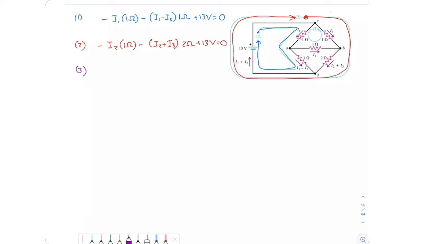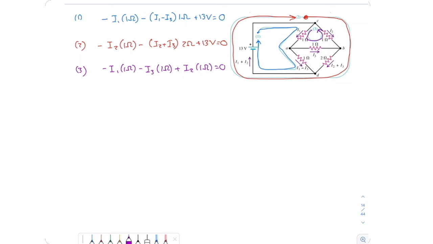And finally, let's do loop 3. Loop 3 is this one over here, where I'm first going down through the top left resistor. I have current I1 times 1 ohm. And then I go across to this middle resistor with current I3. And then I go against the current when I go counterclockwise, against current 2. So there's a voltage gain of I2 times 1 ohm. And that has to add up to be 0.